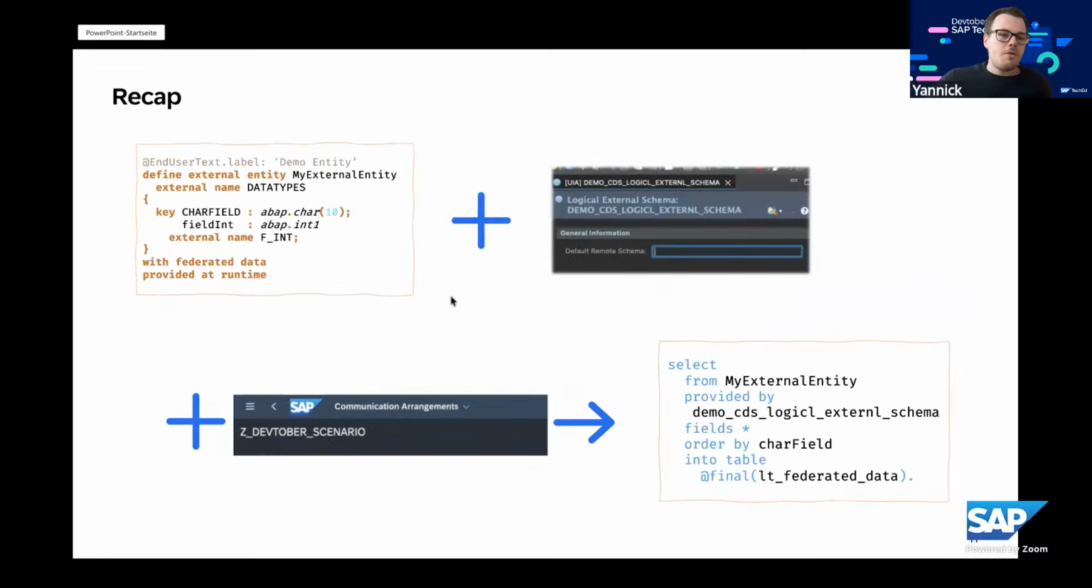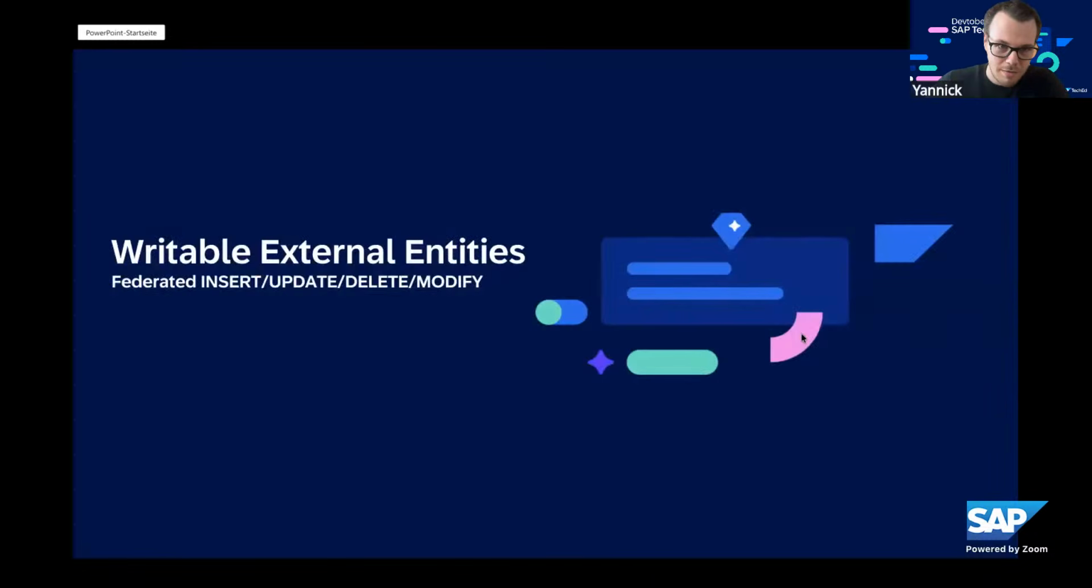So if you are more into pictures, you can see that we have our external entity, we have our external schema, and the communication arrangement. With everything together, we are able to execute a query, select from my external entity provided by the logical external schema, into the data in the ABAP SQL. Without that, we could still write it, but we will not get any data.